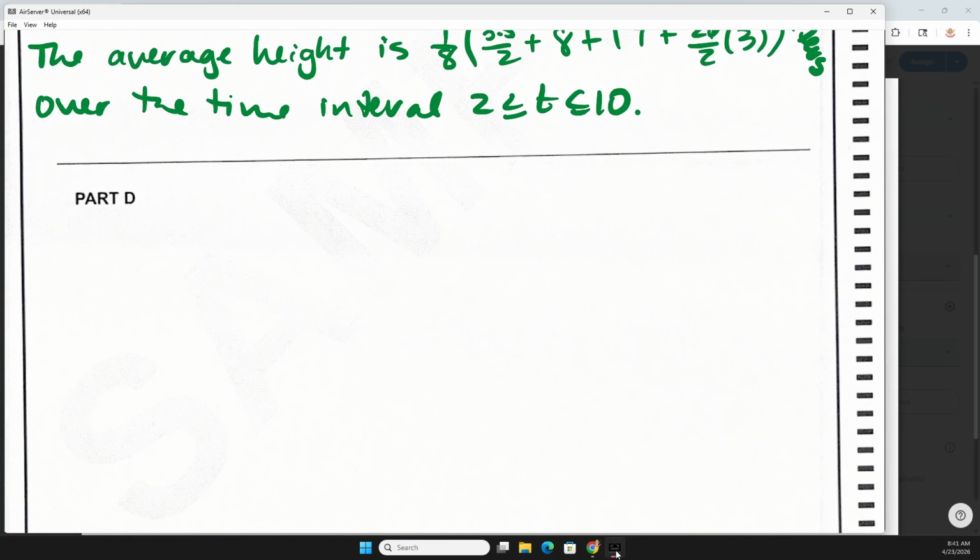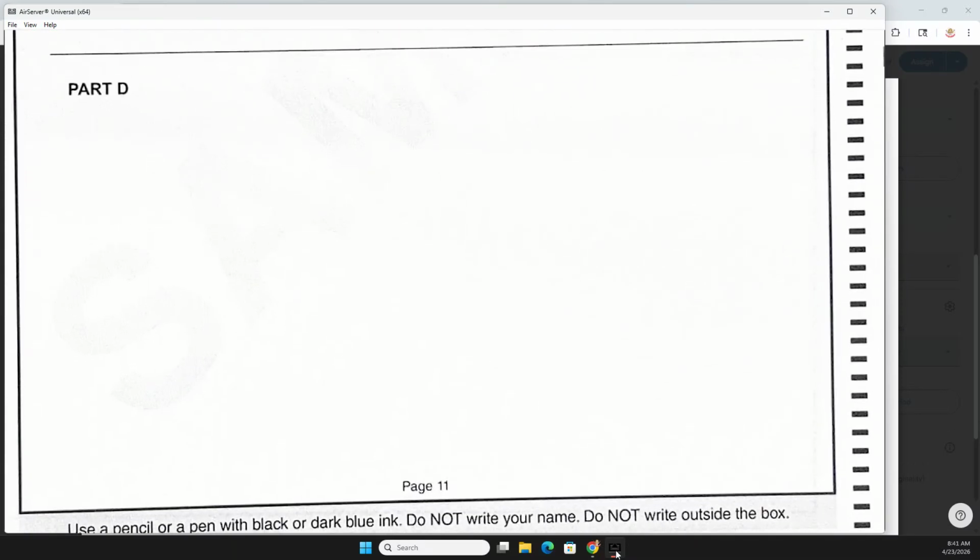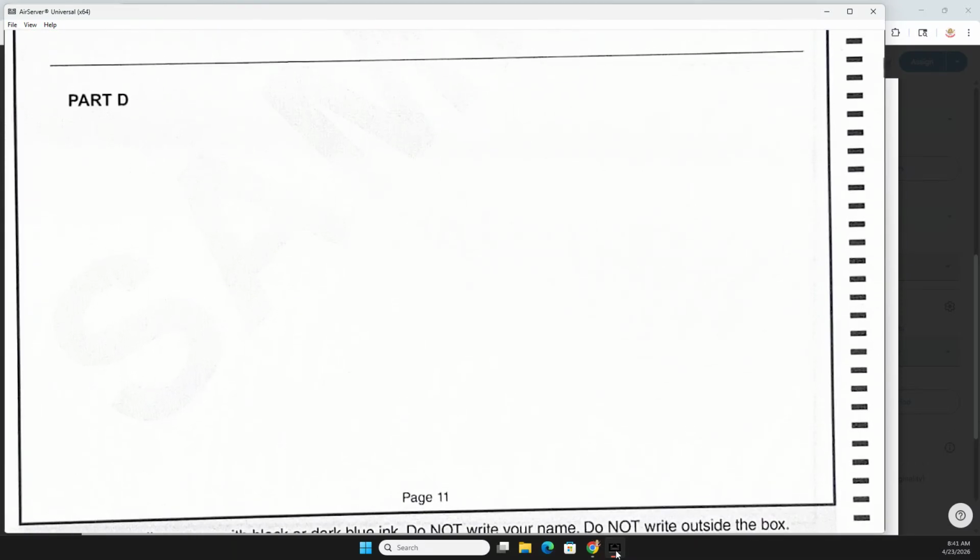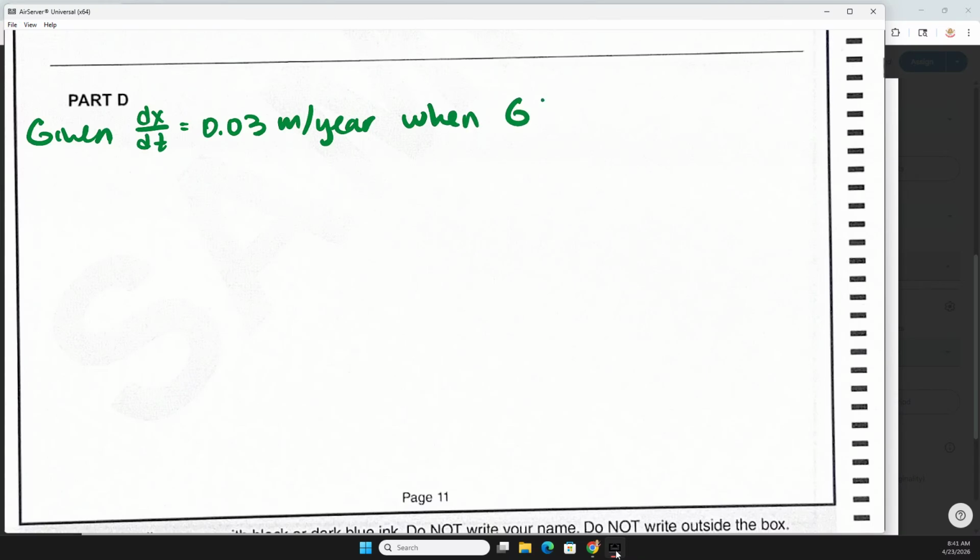Okay, so this is a related rates question, and there's a good chance they're going to throw one in on one of the parts. So it's good to practice this. So looking at your paper, we're going to write what we're given. And so we're given that the diameter, which is going to be x, is changing or increasing at 0.03 meters per year when g of x is equal to 50 meters.